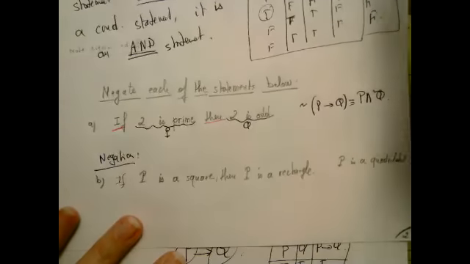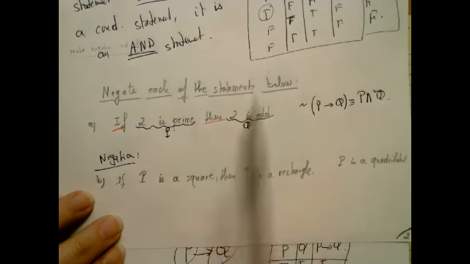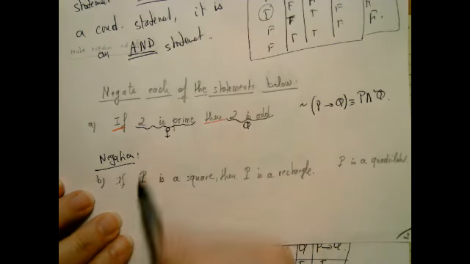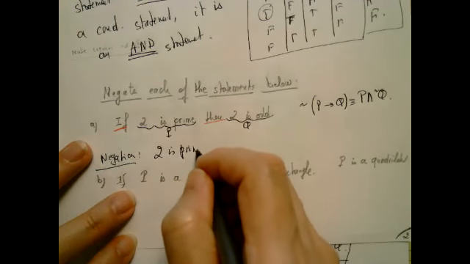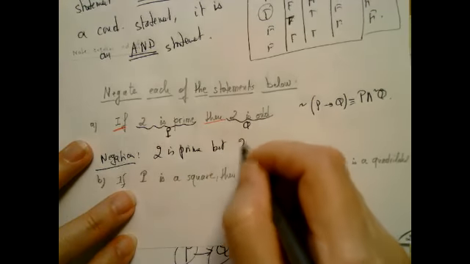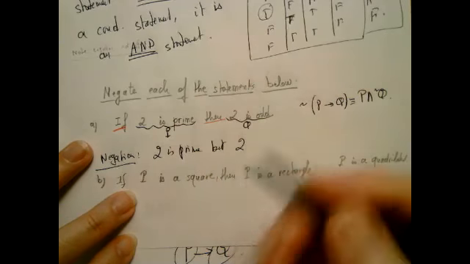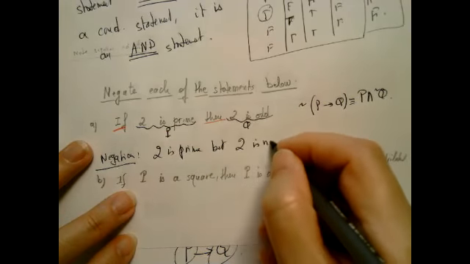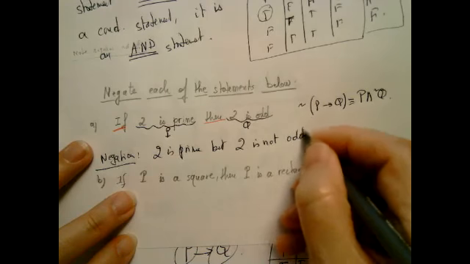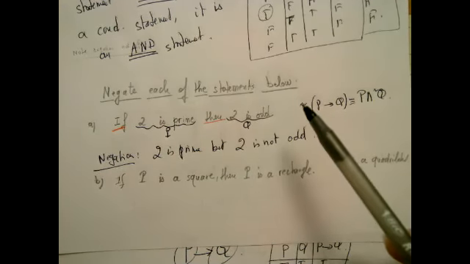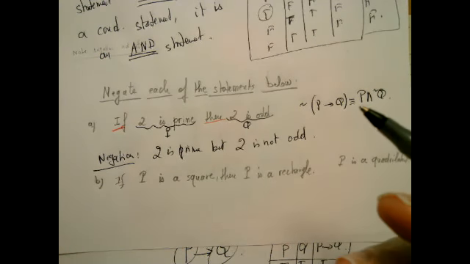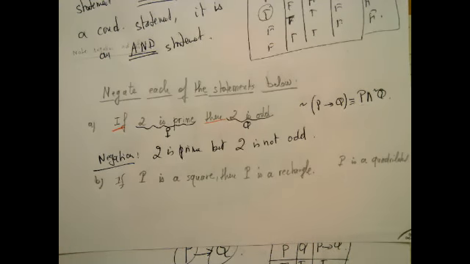So what is the negation here? If 2 is prime, then 2 is odd. The negation is: 2 is prime, but, or and, 2 is not odd. Okay. Now, it's important because our natural tendency is basically to negate if by if. And here the idea is no, it's not.